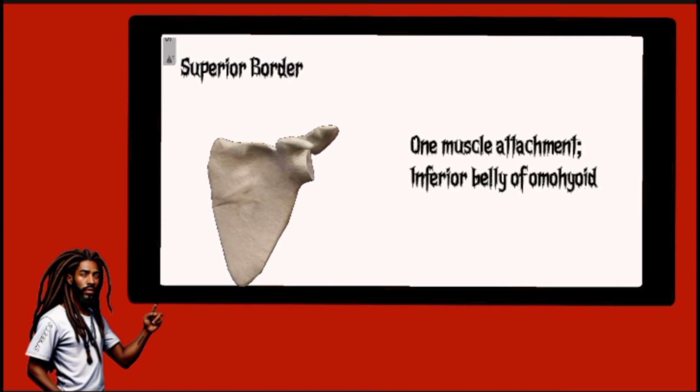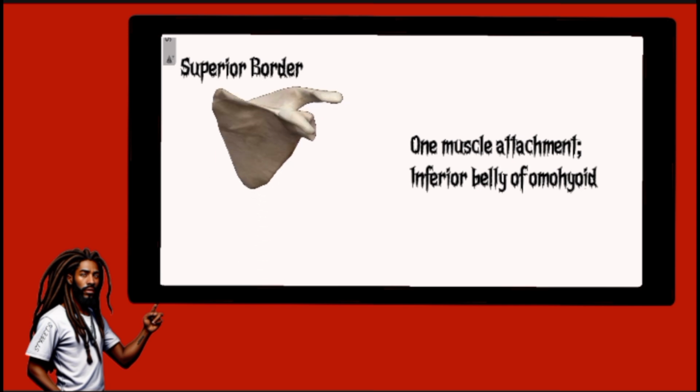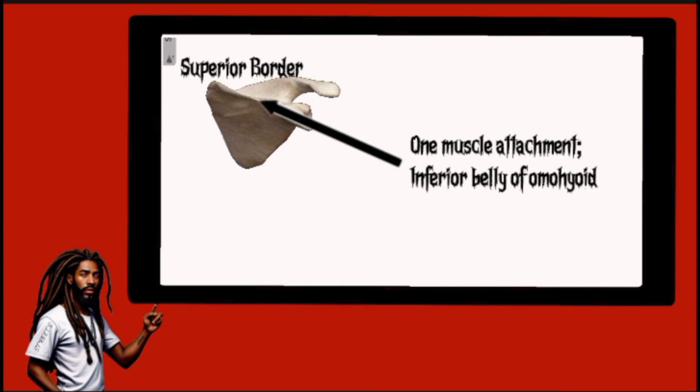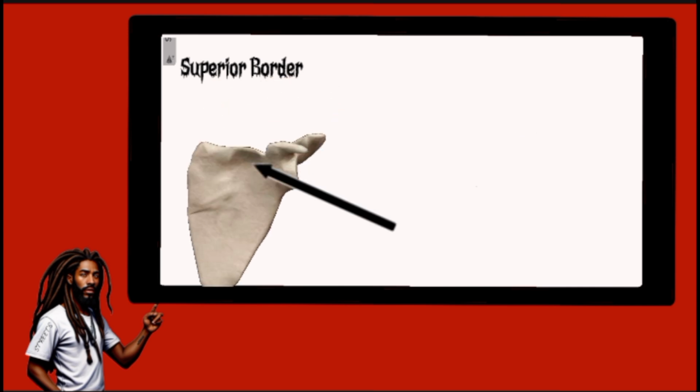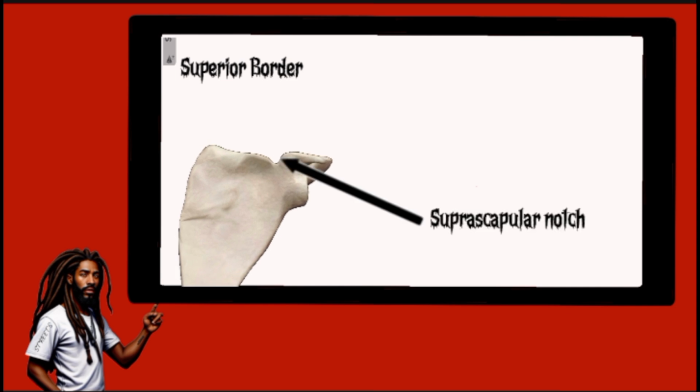Now let's take a look at the superior border. It lies between the superior angle and the lateral angle. There are two major features on this superior border. First of all, it has only one muscle attachment, the inferior belly of the omohyoid muscle. It is around this location that I am tagging right now. Then we also have the second feature, which is this notch. You see this notch that I am touching right now. This notch is known as the suprascapular notch.